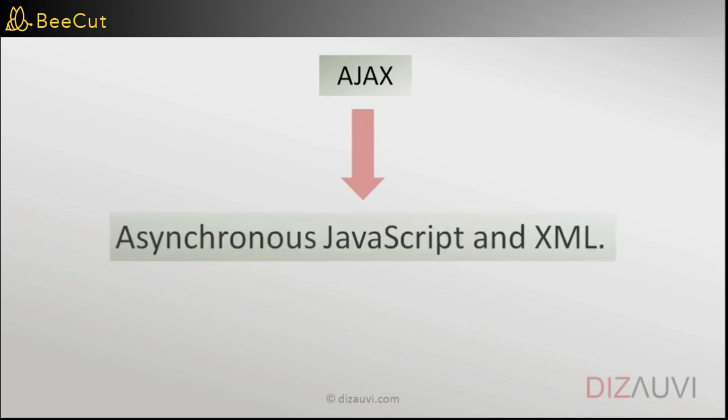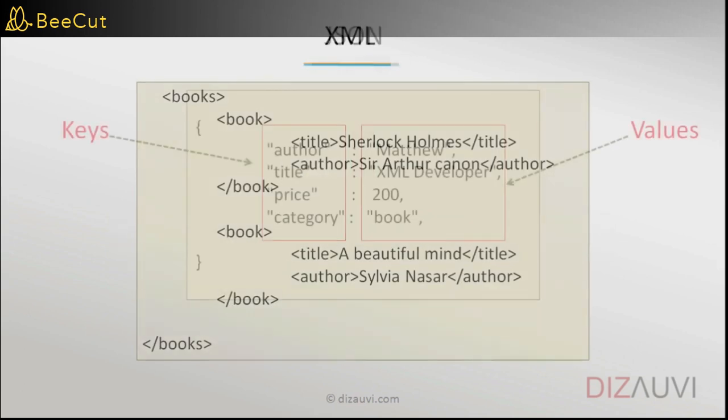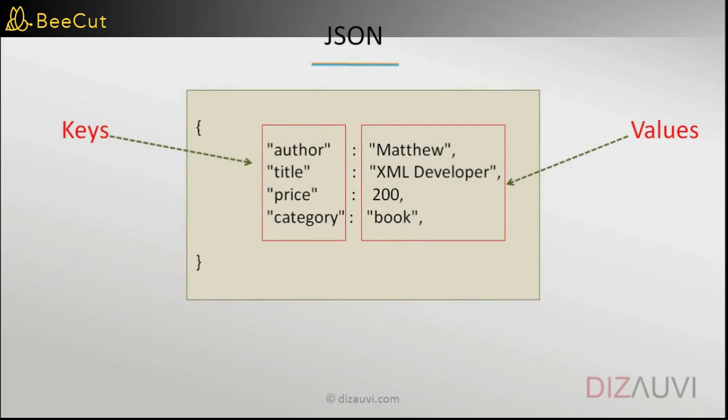AJAX is an acronym for Asynchronous JavaScript and XML. And it is not a new programming language, rather it is a very different approach to think about, design and implement your web applications on the front end, typically using JavaScript along with HTML and CSS. Data is usually exchanged between the web page and the server using JavaScript asynchronously. That is, the data exchange happens in the background without interfering with the display. And the data format used to be XML, but these days the JSON data format is more popular and preferred.